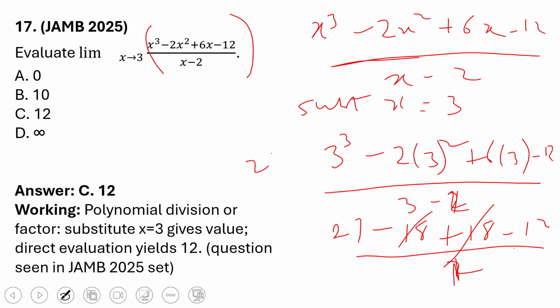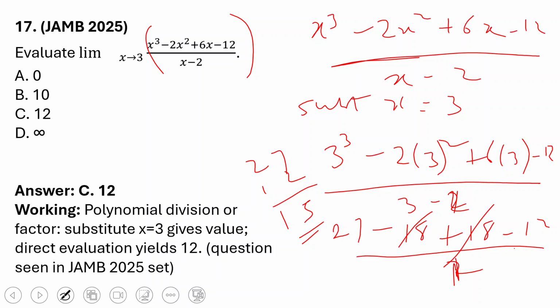27 minus 12. This is 5 and this is 1. Okay, let's check this again. Let's see whether we are correct.